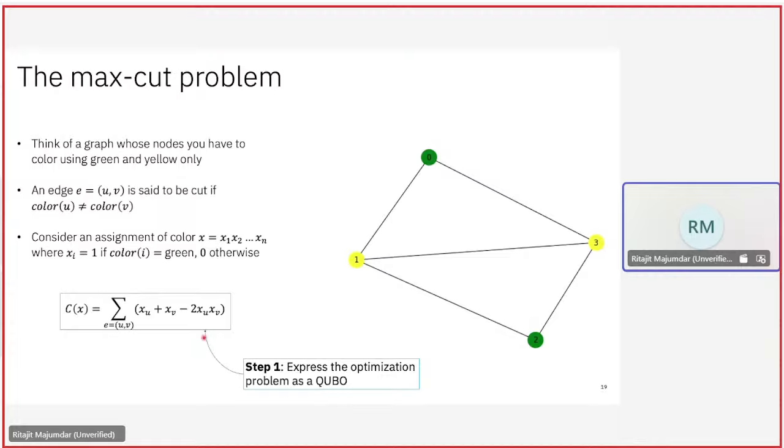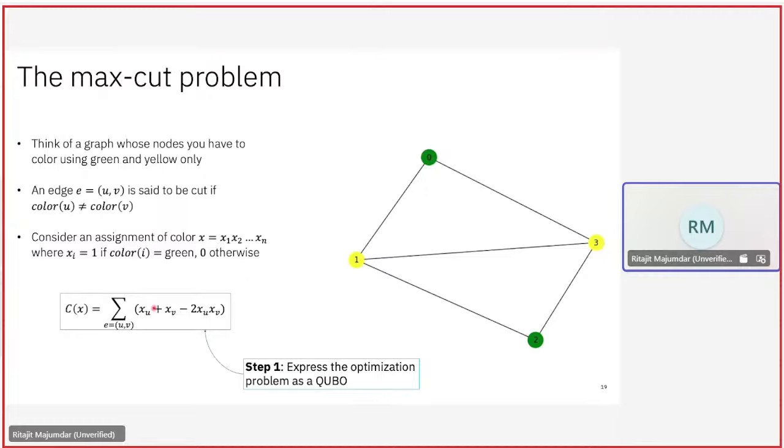Now let's look into this particular cost function. Let's say that if my color is green, then the corresponding x is 1. If my color is yellow, the corresponding x is 0. Now let's look into this particular edge, 0, 1. Call this u, call this v. So this is 1, this is 0, and this product is always 0 because one of them is 0. So the value of this expression is 1 for this edge.